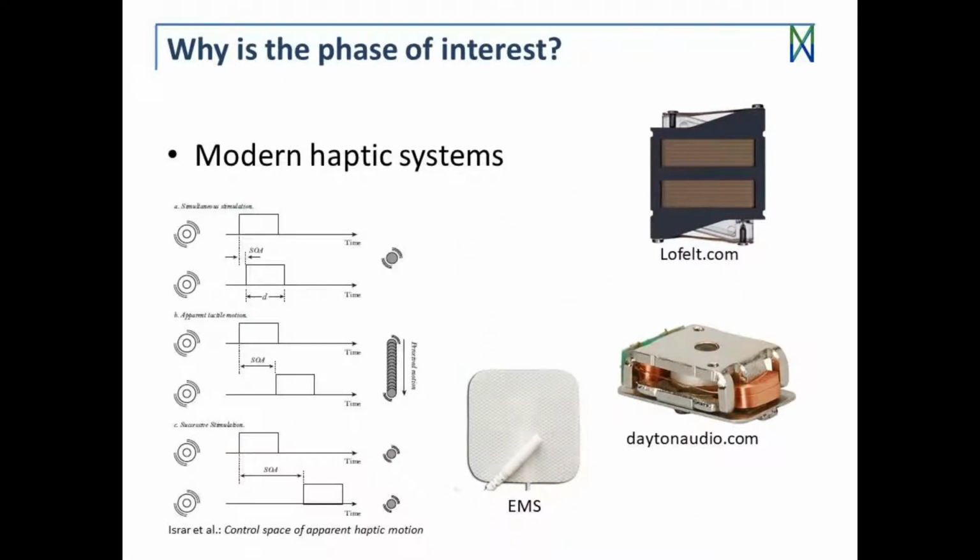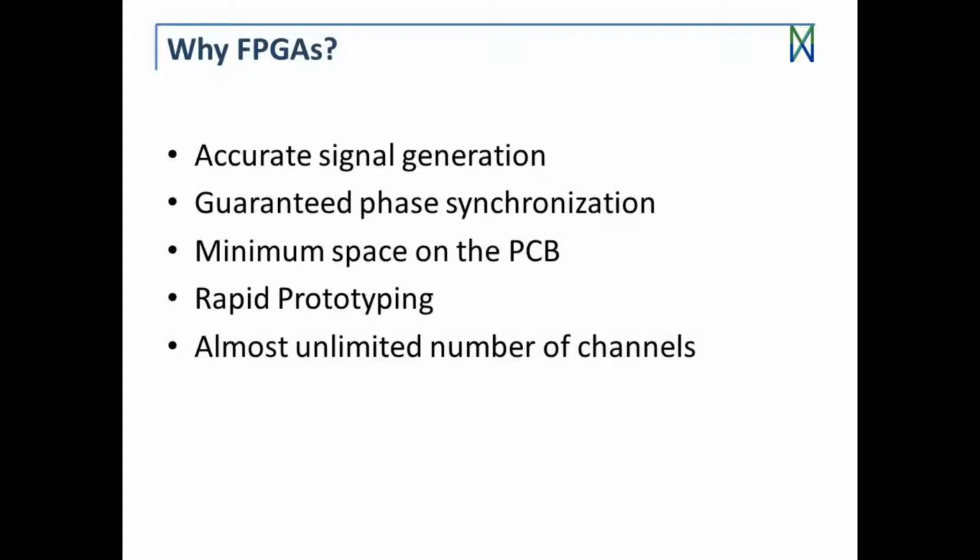But why is the phase so interesting? For this purpose, consider modern haptic output devices such as voice coils or EMS electrodes that require high precision signals. We also know from related work that we can achieve sensations like a moving actuator on the skin that feels like a moving bug, for example. This answers the question why we should use FPGAs to generate signals.